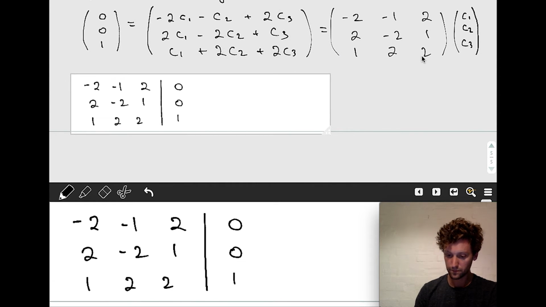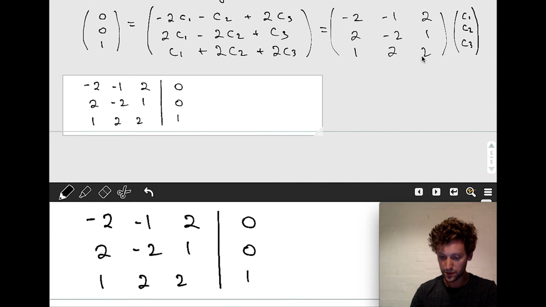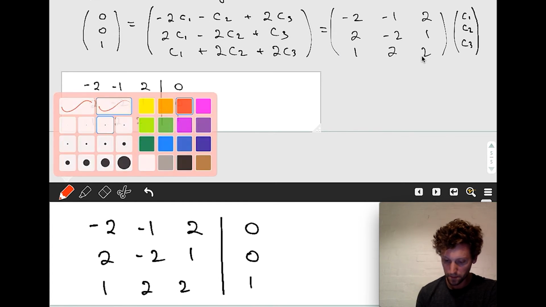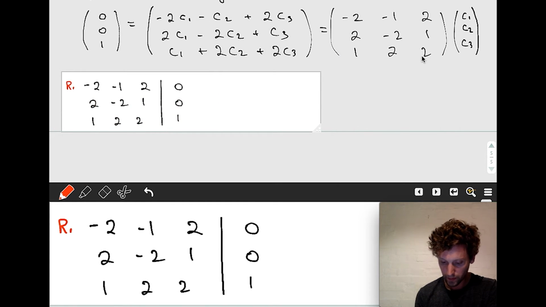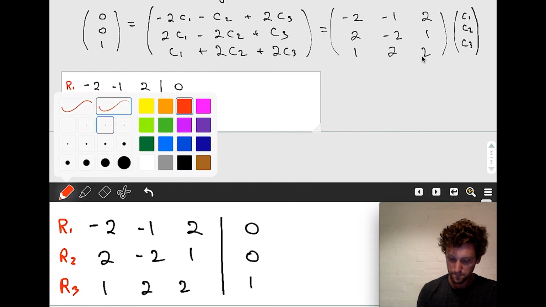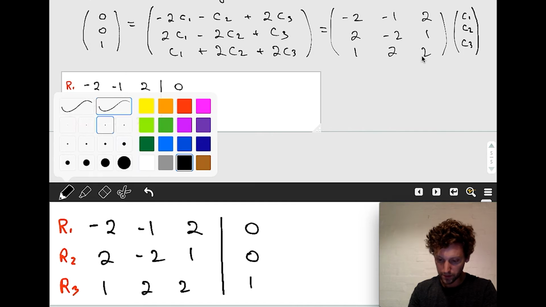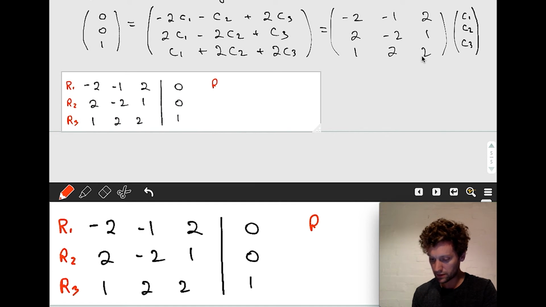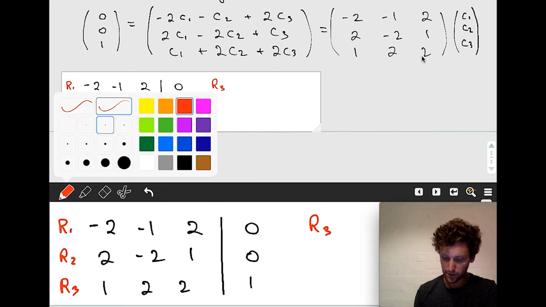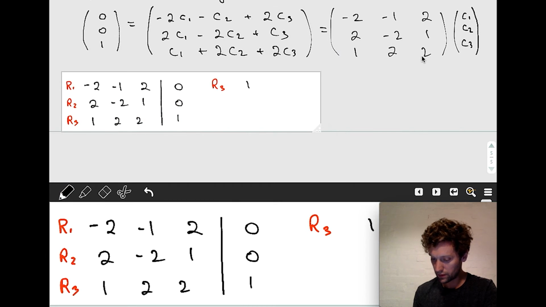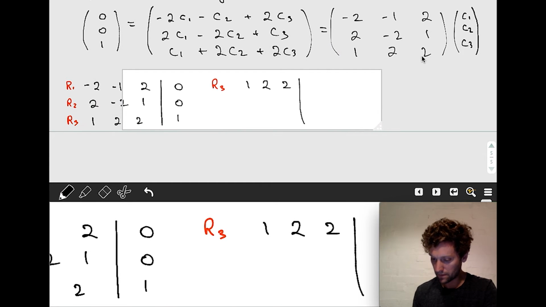Or why don't we work through it anyway? We might as well. So we've got R1, R2, and R3. So let's see what we can do here. Let's move R3 up to the top. I like R3. He's got a 1 in front, so that's nice. So 1, 2, 2, and a 1.